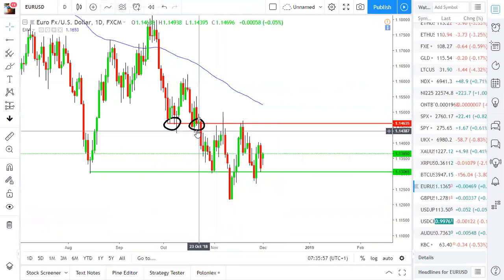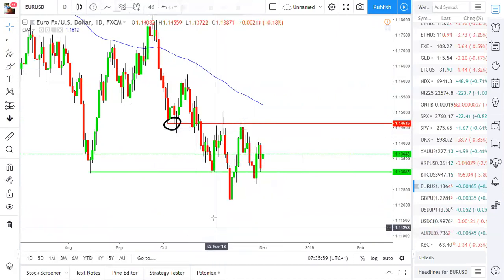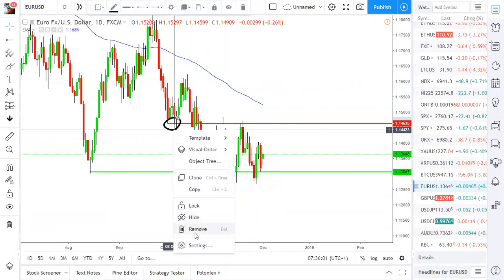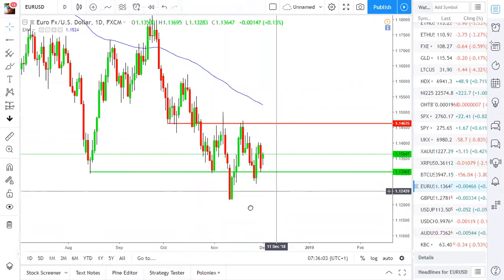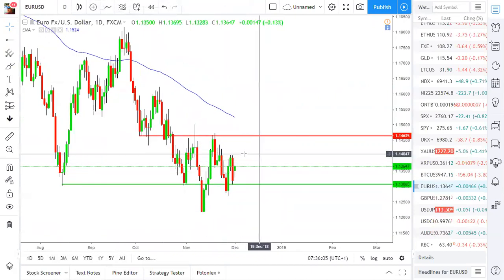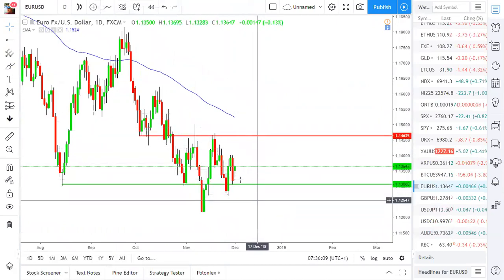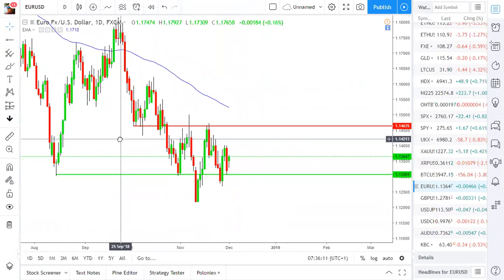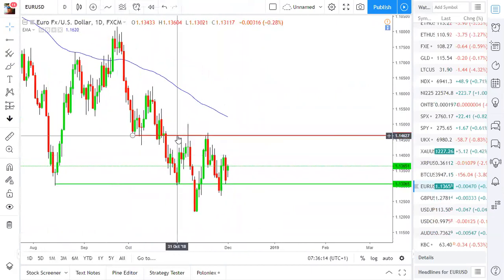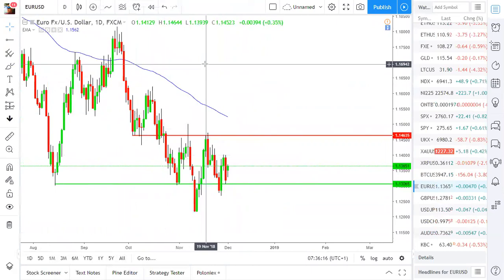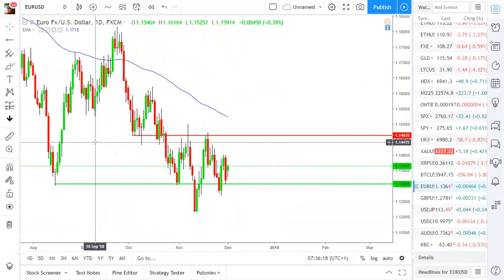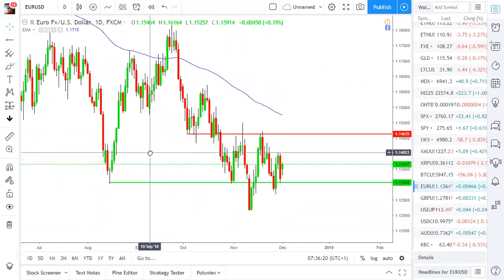Not really much on this currency pair at the moment, I don't think. Maybe on some lower time frames, I'll be looking for it to maybe go long till it reaches this point or go short till it reaches this point, depending on what I see on the lower time frames. But that's more or less what I can see on the euro dollar.